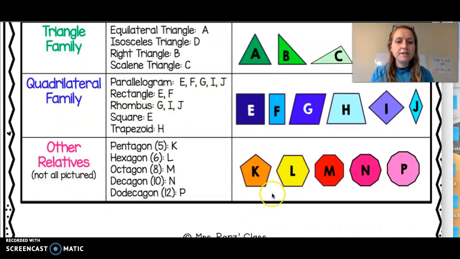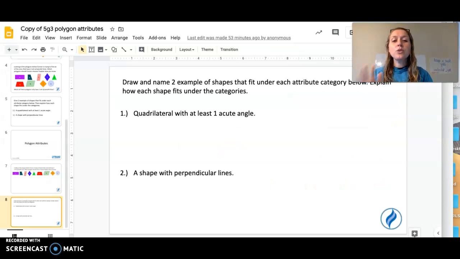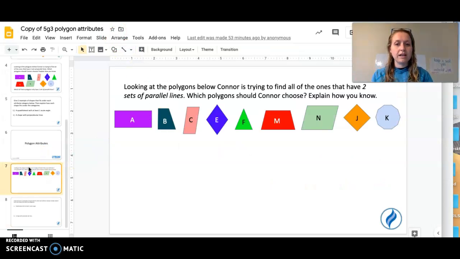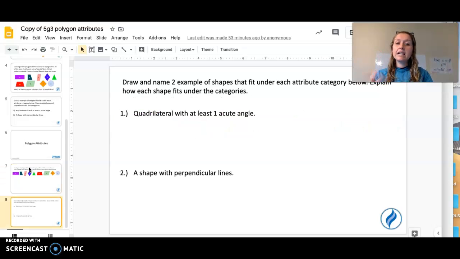And then other relatives, ones that are part of a polygon family, meaning they don't have any curved sides, they have straight sides, they're all closed shapes, are a pentagon, a hexagon, a decagon, an octagon, a dodecagon, and all those new words we just used. How cool is that? So your job is to fill these 2 sheets out, right? Connor's trying to figure out the ones that have 2 sets of parallel lines, and then you're going to draw and name 2 examples of shapes that fit under each attribute category below.